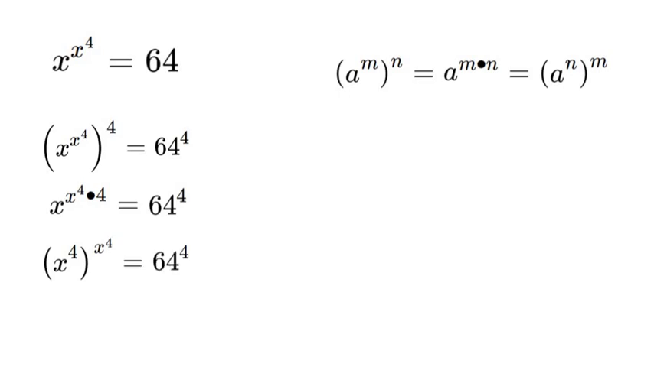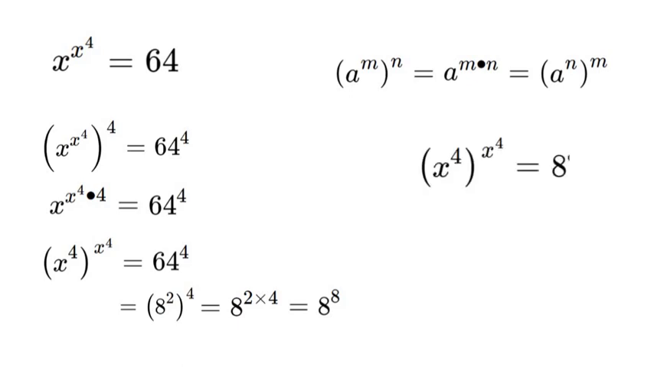So this is where we're sitting. We have x to the power of 4 to x to the power of 4 is equal to 64 to the power of 4. Now, we can rewrite 64 as 8 squared, which is still to the power of 4. And with our exponent properties, we'll have 8 to the power of 2 times 4, which is equal to 8 to the power of 8. Which means that we'll have x to the power of 4 to the power of x to the power of 4 is equal to 8 to the power of 8.